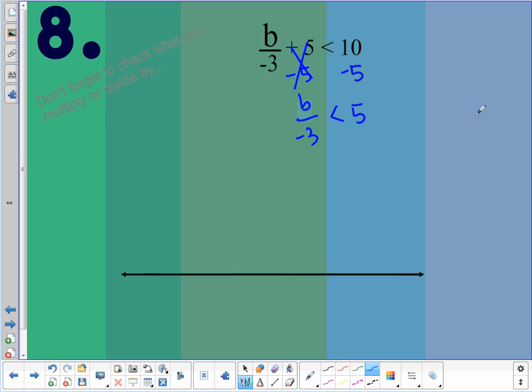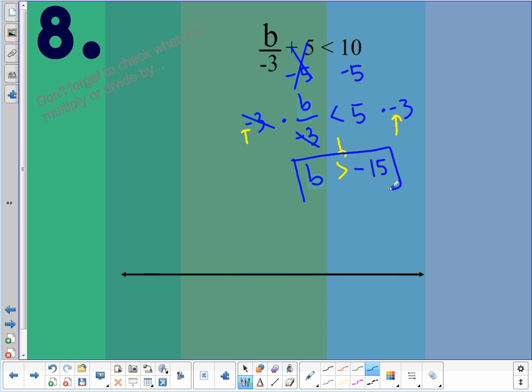Then the next thing that I do is I need to multiply to cancel this division. b divided by -3, I need multiplication to get rid of that. So multiply by the -3. That cancels the division of that. And then I'm left with b, which is what I want. But now check what you multiplied by. I multiplied by -3, which means my symbol goes to greater than. So I have b is greater than -15.